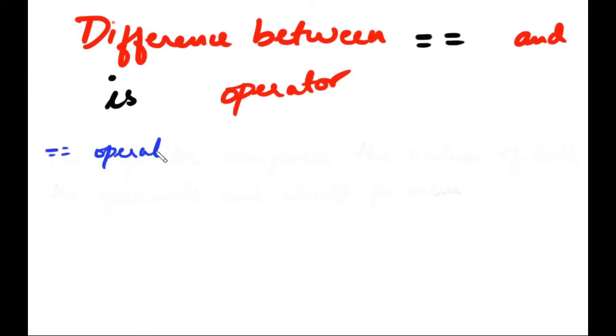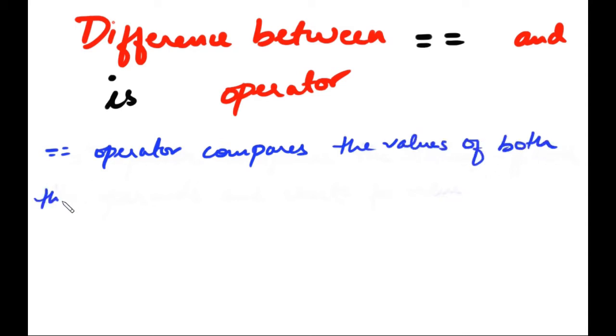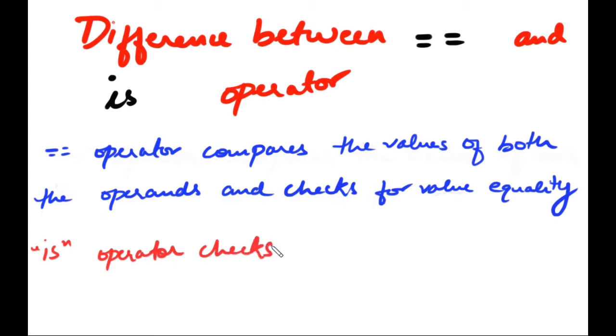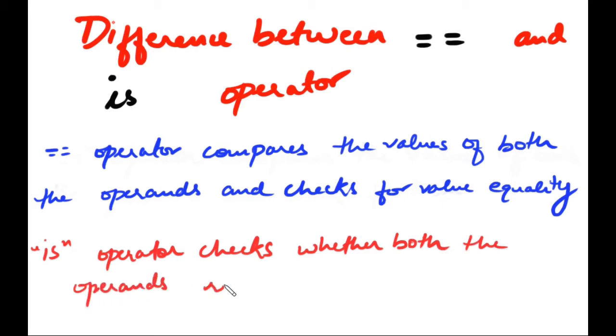Hello there, you all. This will be a really quick video showing the difference between the is operator and the equal to operator. To be real quick, it can be summed up in this statement. The equal to operator compares the values of both the operands and checks for value equality. But on the other hand, the is operator checks whether both the operands refer to the same object or not.